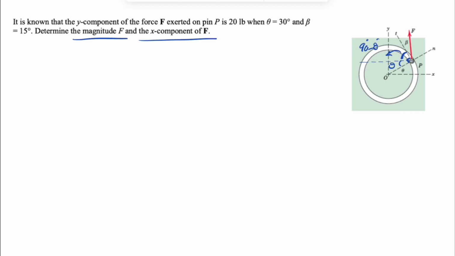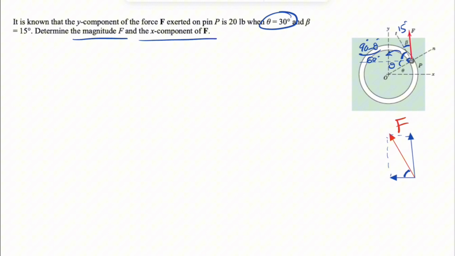So I'm just going to draw the force F in here a little bit more. Just going to exaggerate a little bit so I can show it better. So we have this force F, which we can resolve into x and y components. This will be our x and this will be our y component. And if we want to find this angle here, we basically have 90 minus theta. We know theta is 30 degrees, so this will be 60 degrees, 90 minus 30, and beta is 15.